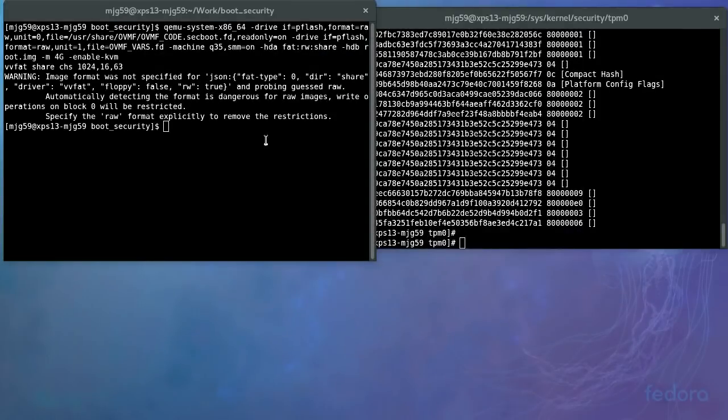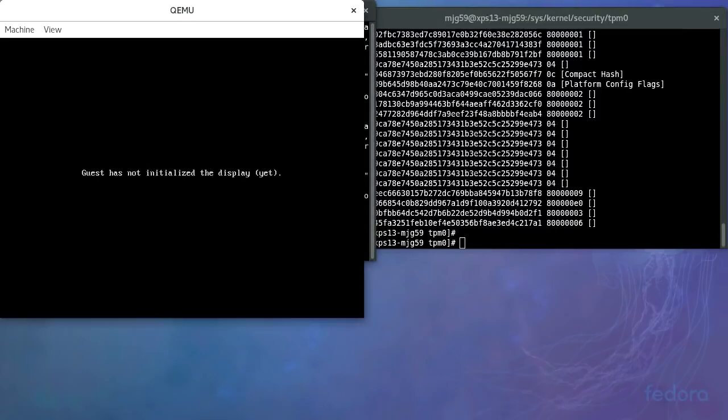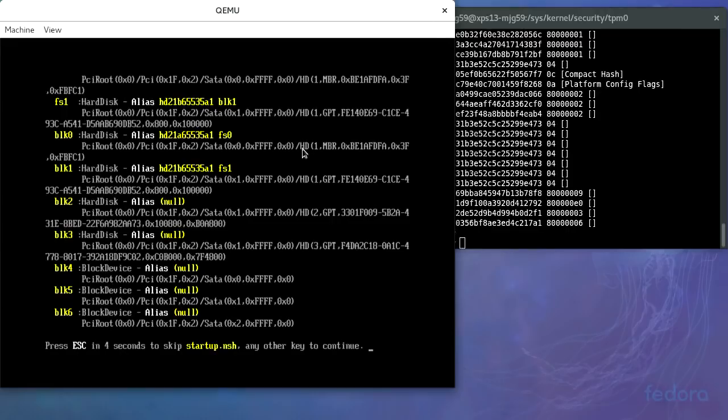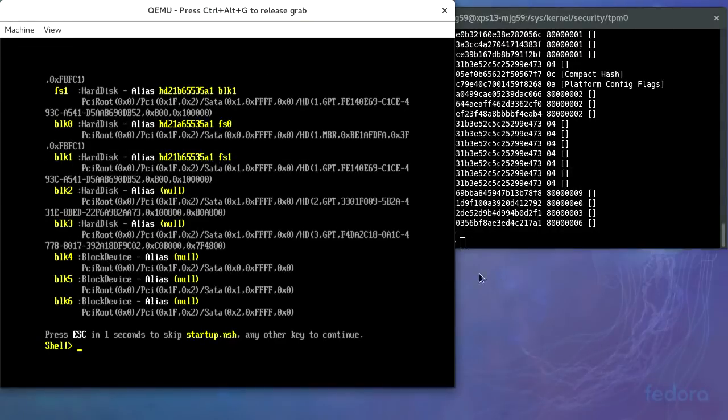So I've told you about some code I've written. I'm going to demo it because I'm a fool. QEMU. Hooray, QEMU. Yes. Thank you, Wayland.